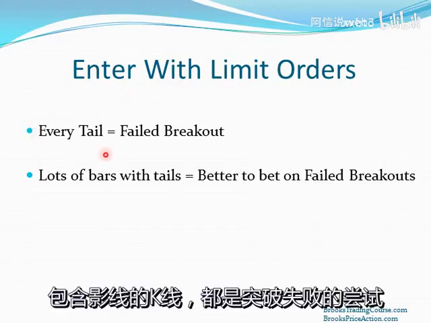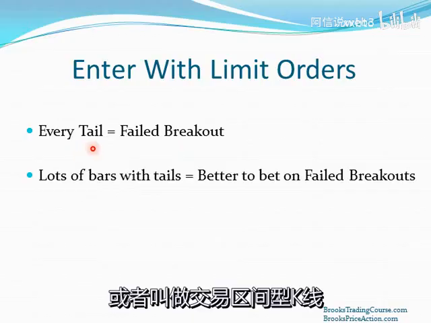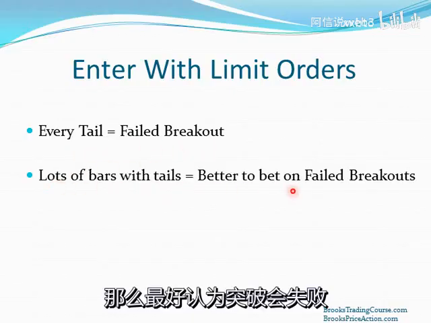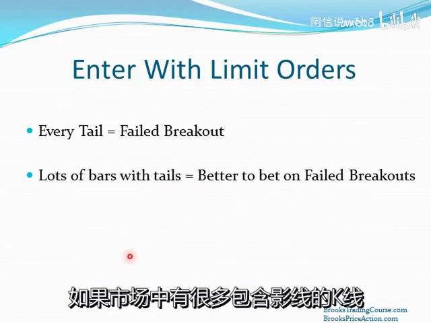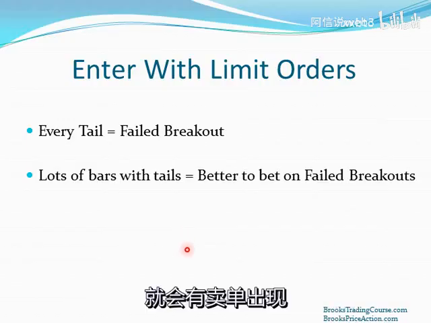Every bar with a tail is a failed breakout attempt. In other words, a trading range type bar, right? If lots of bars have tails, it's better to bet on failed breakouts. So if the market has lots of bars with tails, that means every time the market goes up, it finds sellers. Every time it goes down, it finds buyers.